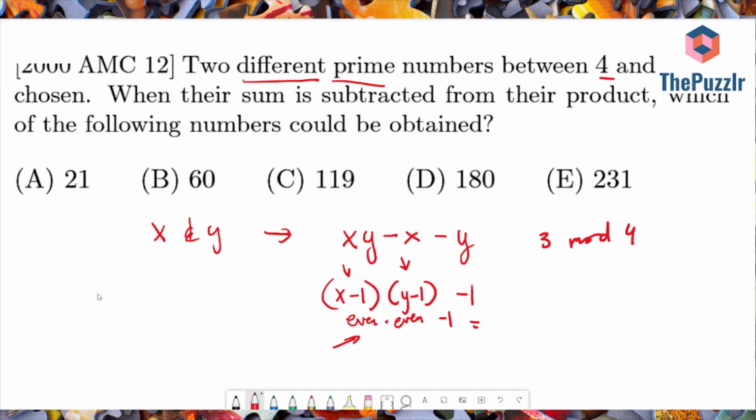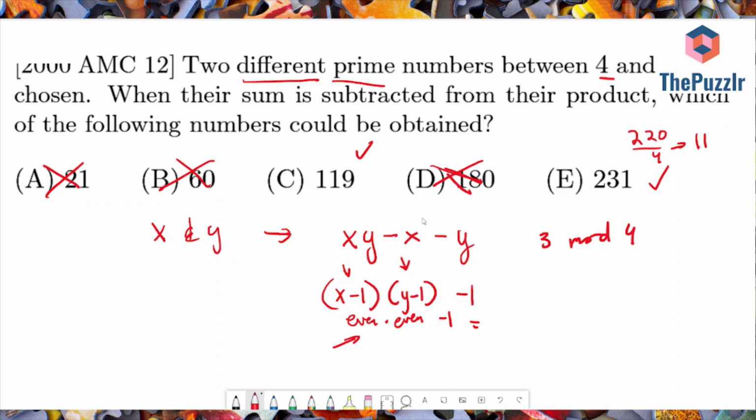3 mod 4, let's see, does that rule out any answer choices? Well, 21 is equal to 1 mod 4, 0 mod 4. This is 3 mod 4, so this is a potential option. 180 is even, so that doesn't count. And then 231, that might work. Let's see, 220 is divisible by 4, so then we have an extra 11, which is equal to 3 mod 4. So this one also works. 180 doesn't work because it's even.